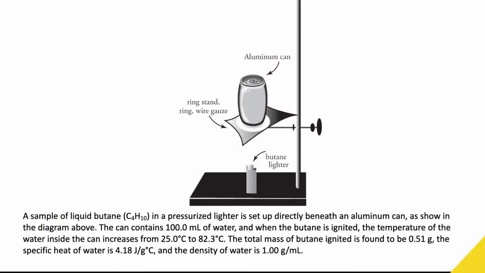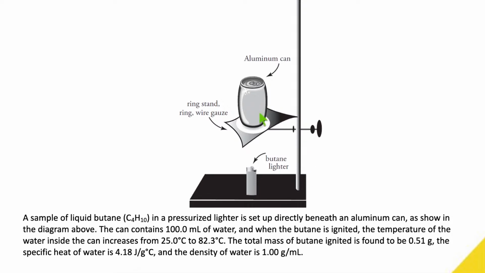So let's take a look at the next long problem that we have. Here's the next long problem. I don't have the questions on this slide, but I wanted to show you the picture. It has a can on a gauze that's being lit by a lighter, and it's an aluminum can. They tell me that pressurized liquid butane is set up underneath the can. It contains 100 milliliters of water, and butane is ignited. The temperature of the water goes from 25 to 82. They also tell me the total mass of the butane.